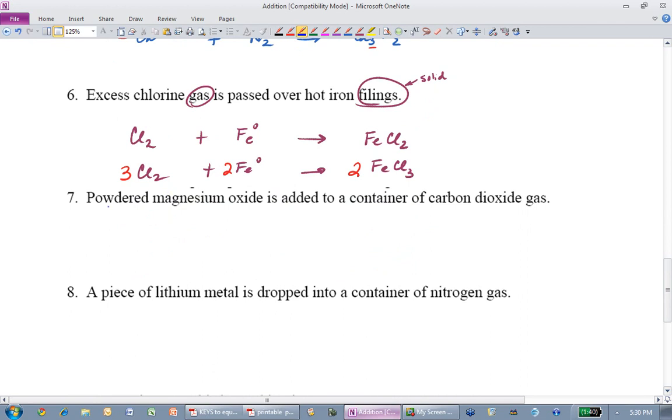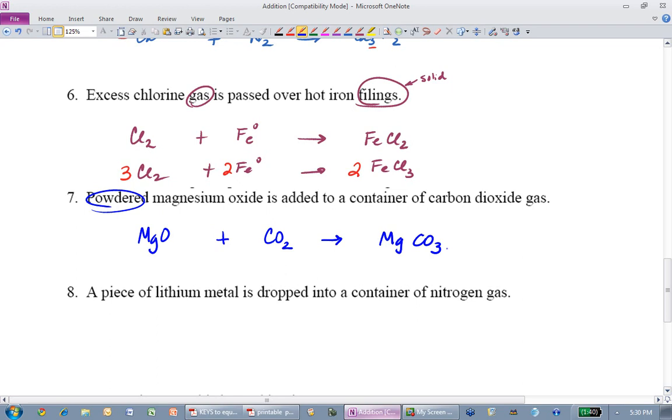All right, powdered, that's a way to say solid, magnesium oxide, +2 metal, -2 oxide, is added to a container of carbon dioxide gas. Well, metal oxides plus carbon dioxide make metal carbonates. And you're fortunate enough to be balanced when that metal is a 2A metal.